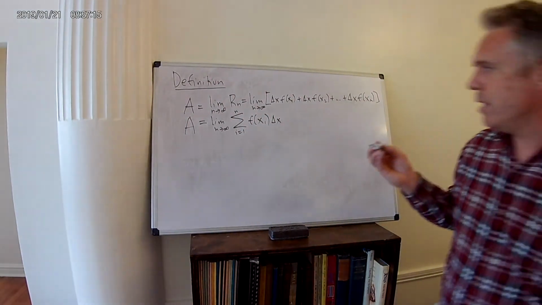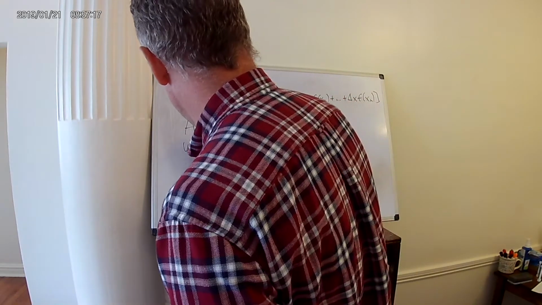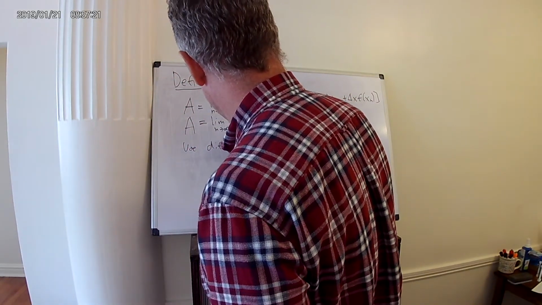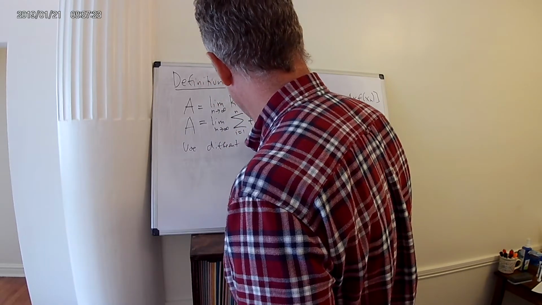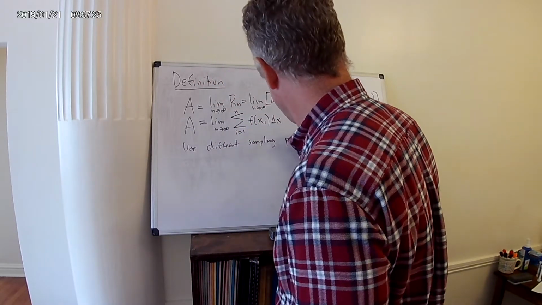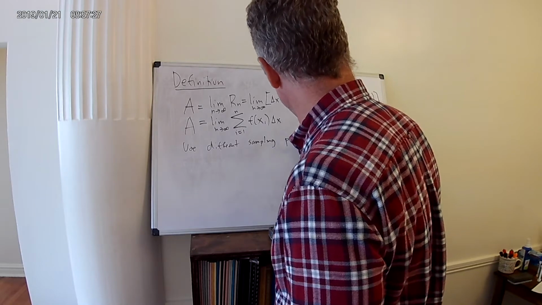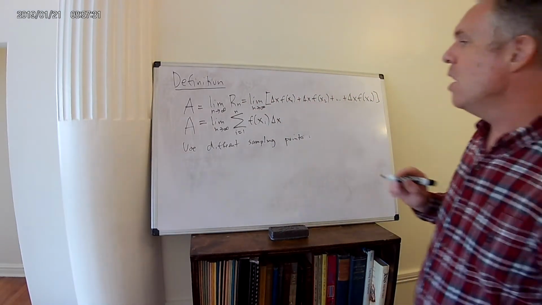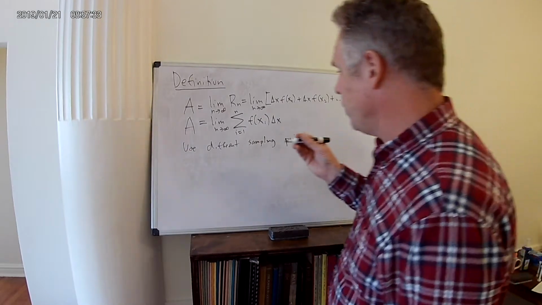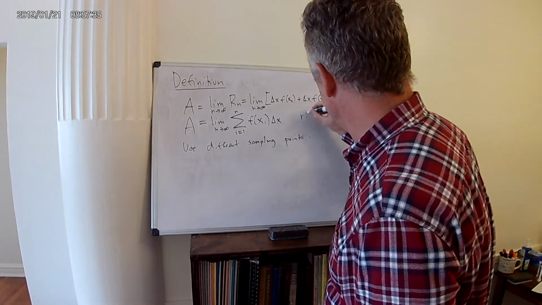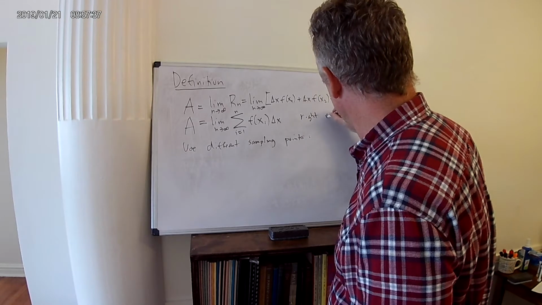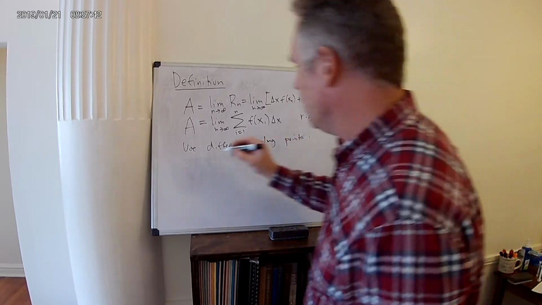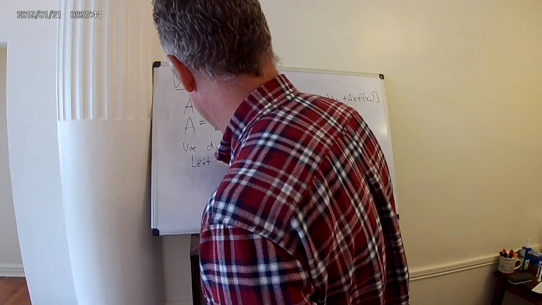Okay, one point to make here, we can use different endpoints, we can use different sampling points. Again, this might be a little confusing theoretically, but when we do an example problem, it'll make sense. We can use different sampling points. So this is a right endpoint, where we're evaluating the height of our rectangles at the right endpoint of each interval. We also could use the left endpoint.